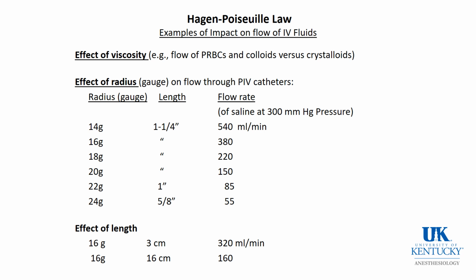This is very relevant if you have a short 16 gauge catheter in a vein, there's a good flow. But if you have a 16 gauge catheter that's 16 centimeters long, the flow is 160.